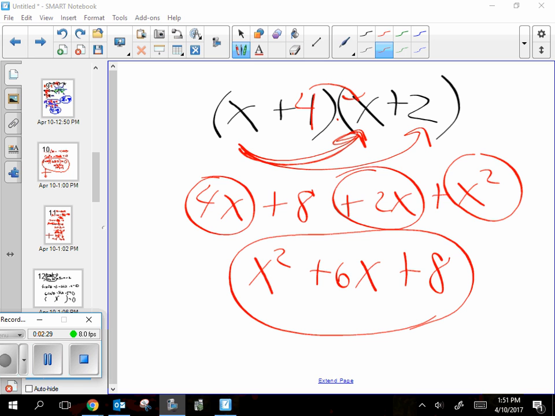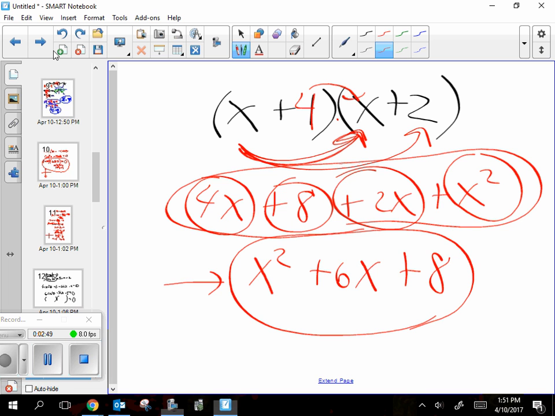Who else had those 3 parts? X squared, 6x, and 8. All right, so I got 3 people. Oxygen must be better over here. Okay, good. 4 people. Now, I want you to do another one just like that. There's always going to be 4 parts, and you just add the 4 parts together correctly, and you'll get 3 parts. Let's see if we can do this one.